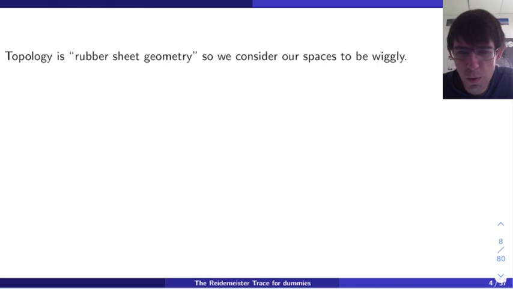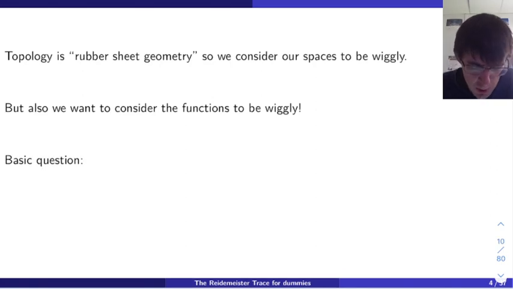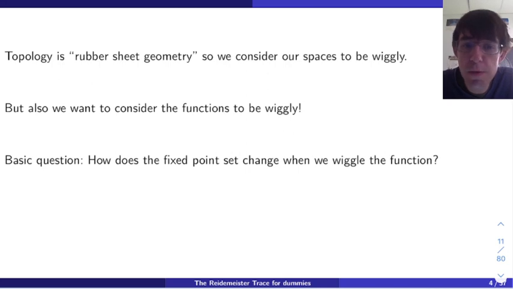Like I just drew a picture which was basically a function from R to R, but it doesn't have to be R. It could be some kind of wiggly line rather than the straight line. And we also want to consider the functions to be wiggly. This is what is different about topological fixed point theory from other types of fixed point theory. I'm also going to consider the functions to be non-specific. Like I just drew a function, but I don't really mean that particular function, I mean for that function to be representative of many different functions that you could get by wiggling that one around. So the basic question in topological fixed point theory is, how does the fixed point change when we wiggle the function around?